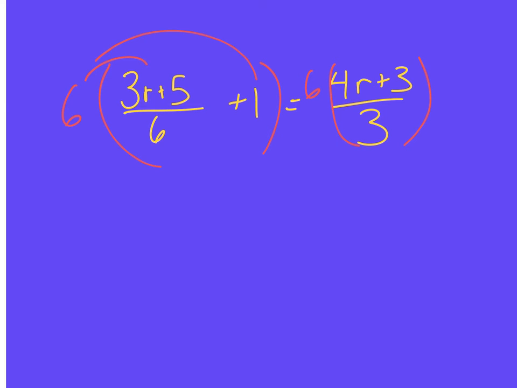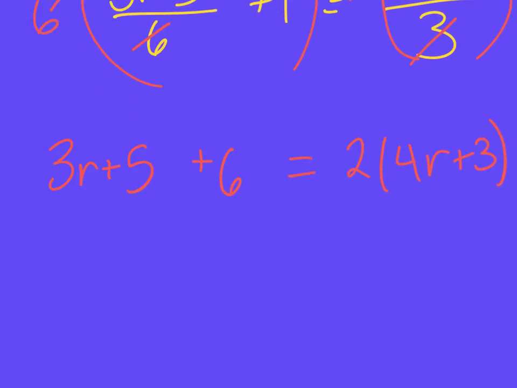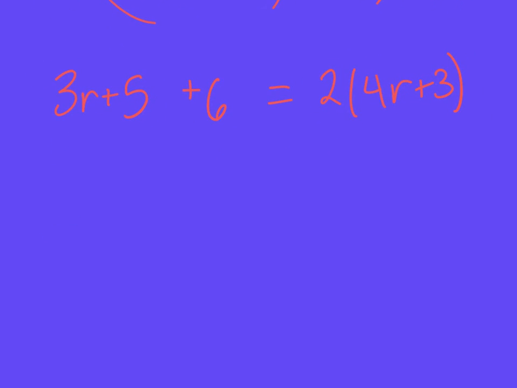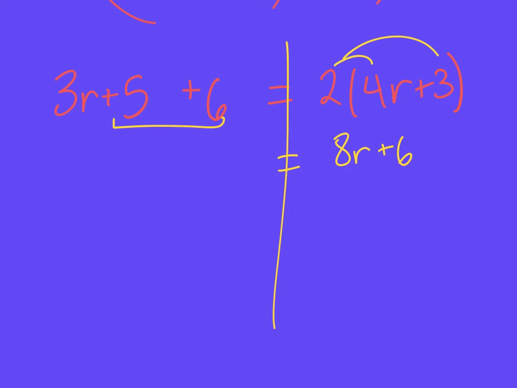When we do that, these 6's are just going to cancel out on the first one, right? We'll end up with just 3r plus 5, and then 6 times 1 is 6. The next one, 6 and 3, just going to become 2 over 1. So we now just have 2 times (4r plus 3). That looks a lot simpler. Distribute on this side, we get 8r plus 6. Combine like terms on this side, we get 3r plus 11.